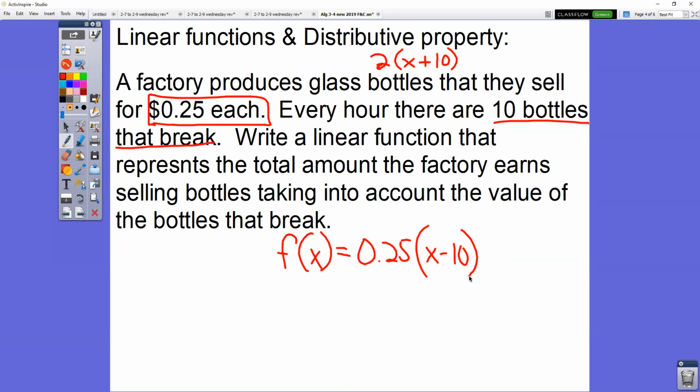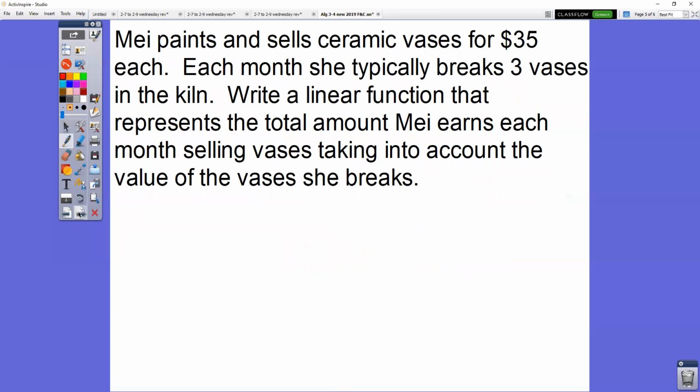So this is where we get the distributive property, because our x is how many they're able to produce, but then we have to take away 10 of them, because 10 of them they can't sell because they're broken. If we would distribute here, we would have 0.25x minus 2.5 equals the f of x. So that's what we are doing there. You're not solving anything, you're just setting up the linear function. Let's take a look at another one.